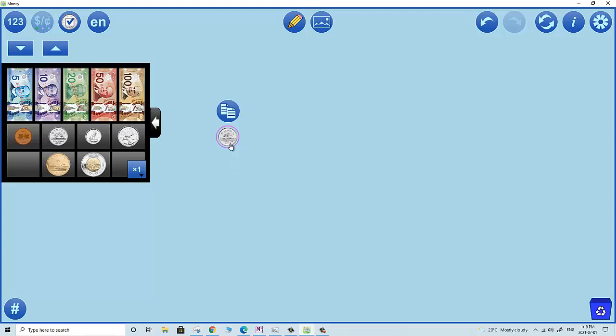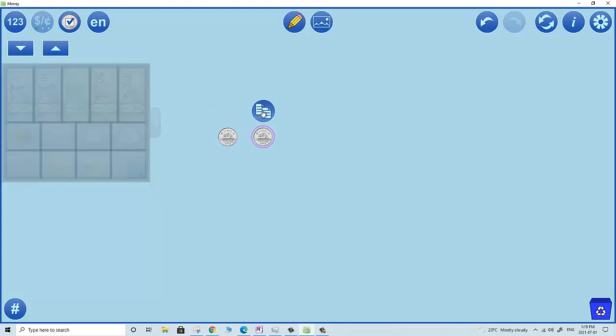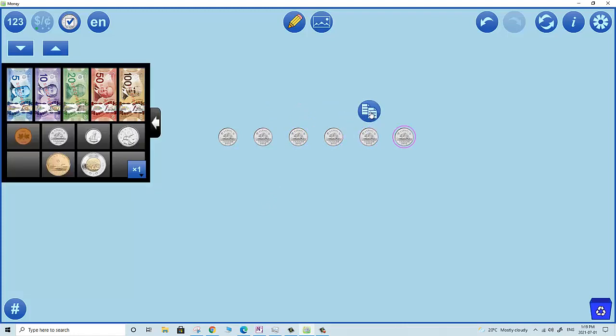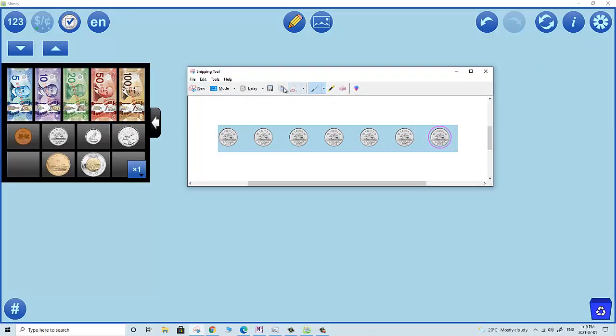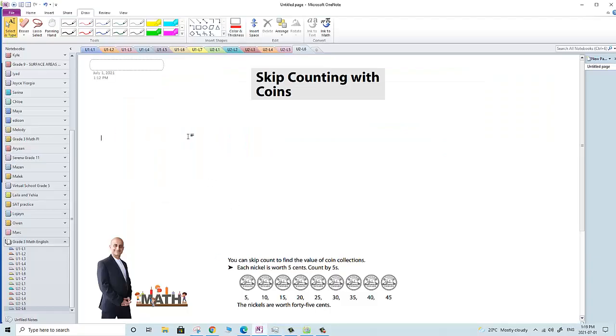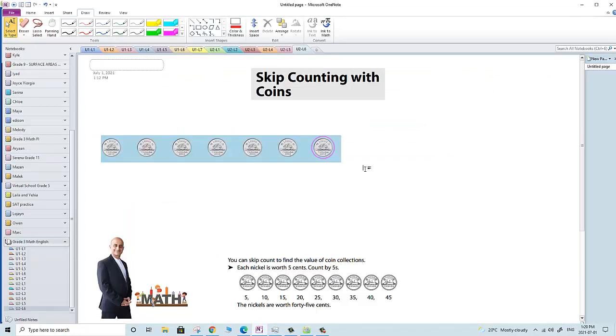If I want to make this 5 cents, I want to skip by 5, which means I want to add another 5, and after that I want to add another 5, after that another 5, and so on. I am adding by 5. So if I take a picture of this and say, okay, now I need to know how much I have in total, I can take this, copy it here, and see how we're gonna count this.